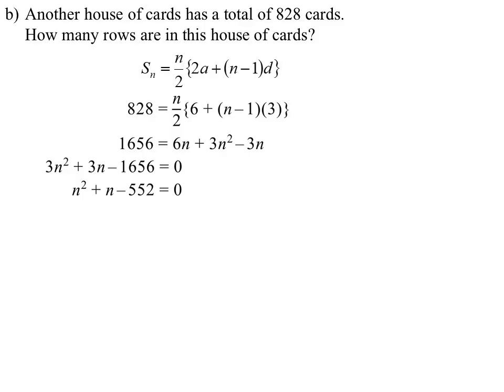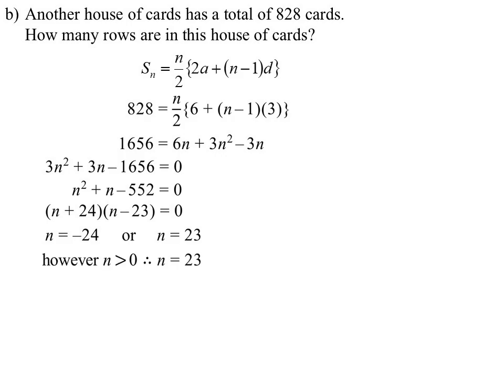This time they've told us how many cards there are altogether. The question is how many rows were there? Sum to n, all of them, are going to add up to be 828. We want to know what n is. A and D haven't changed, and we get a quadratic. Solving a quadratic, 2 possibilities, but of course for our problem the negative answer doesn't make sense, so therefore we know there's 23 rows in our house of cards.